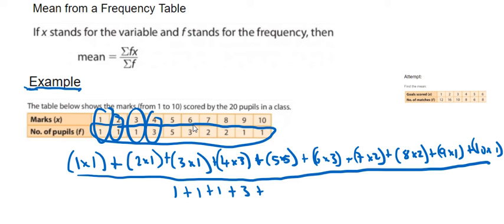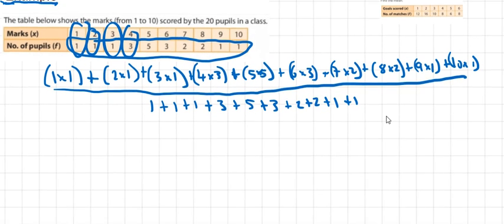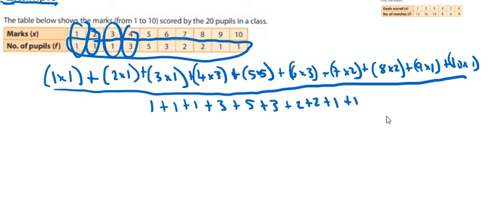Plus 3 plus 5 plus 3 plus 2 plus 2 plus 1 plus 1. So what you could do there, if you wanted to, is put the whole thing into a calculator and just press equals, and it should give you the answer. Just put in the brackets properly in the right places and everything. But we can try to work it out.